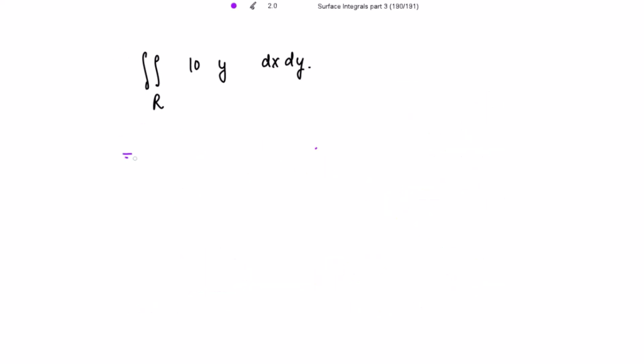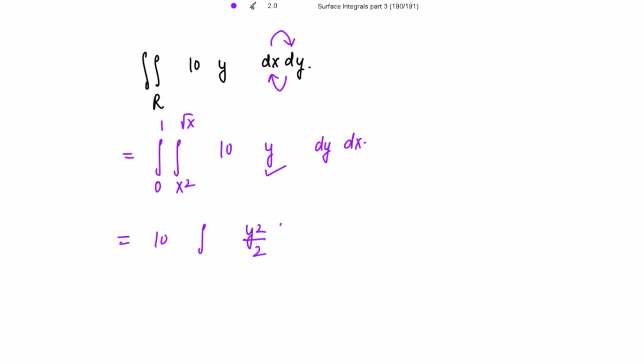So this is equal to the double integral of 10y. Now because the limits of x are constant, we need to interchange this, writing first dy and then dx. Please remember, we always take the constant limits on the outer integral. So the limits of x are from 0 to 1, and the limits of y from x squared to square root x. Taking 10 outside of these integrals and integrating y with respect to y, this is y squared divided by 2 with limits x squared to square root x, dx from 0 to 1. Cancelling, we get 5 over here.